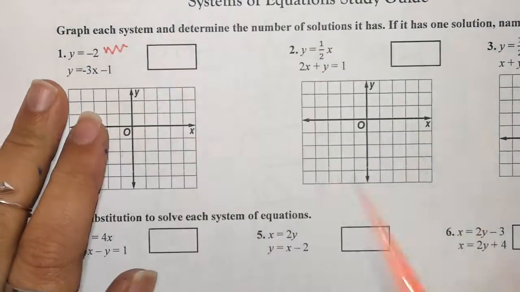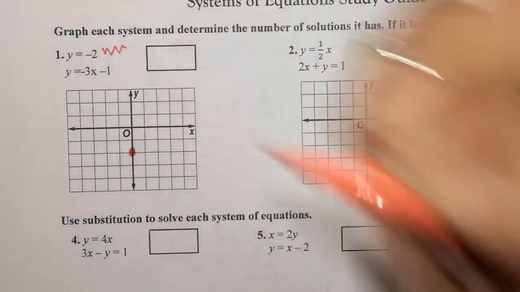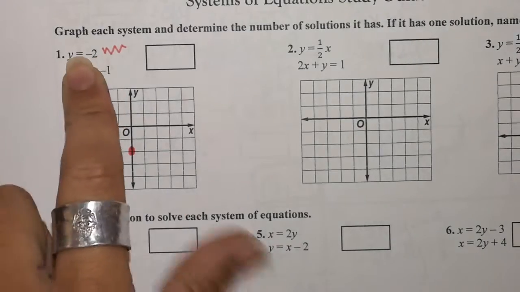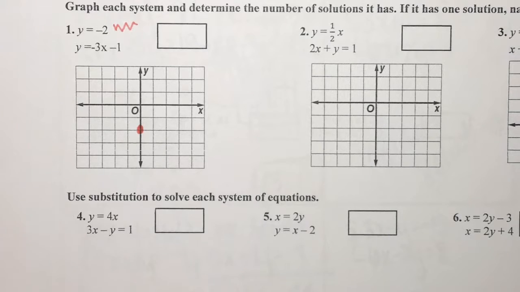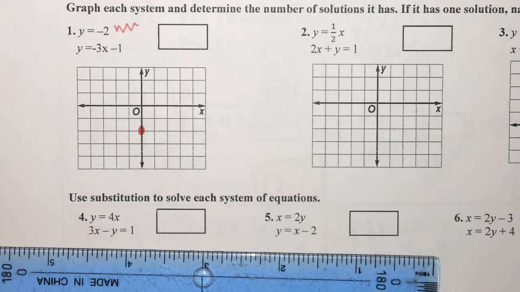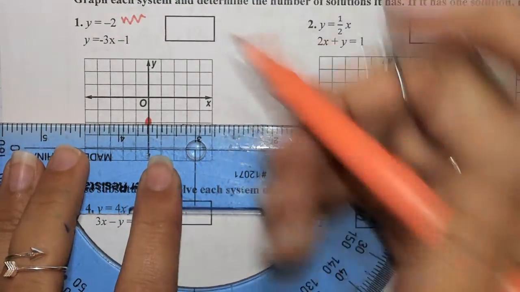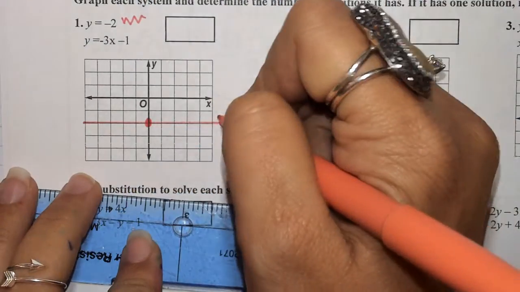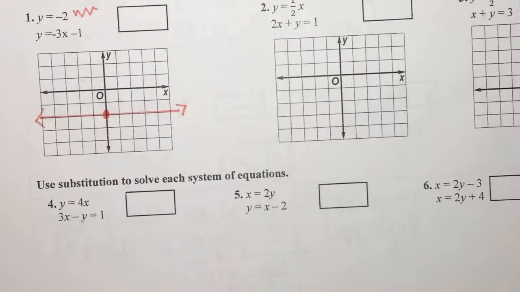Alright, so we start with y equals -2. Is there any x value in this first one? No, ma'am. If there's no x, that means the slope is 0. So that means that we have a horizontal line. I use a ruler to make a straight line.